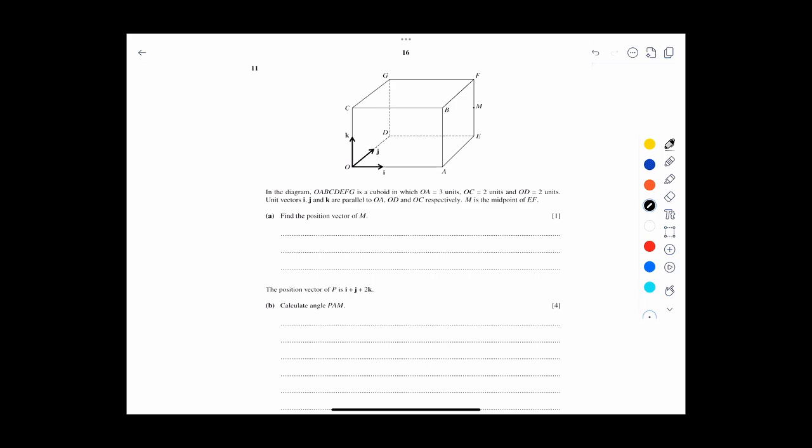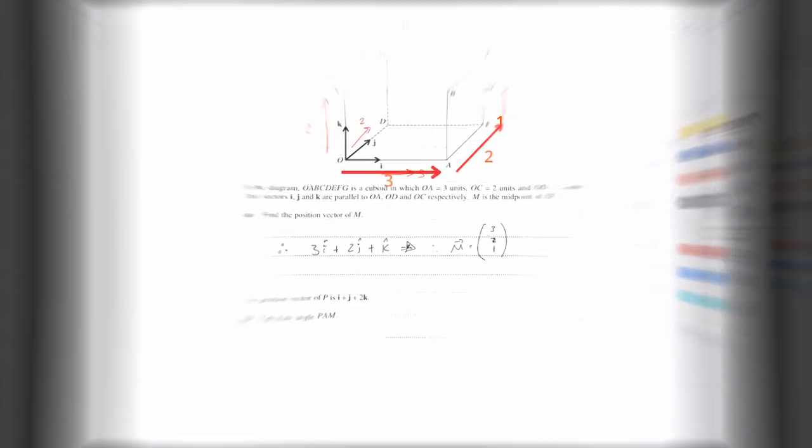Firstly, for A, all we have to do is scan across the cuboid, and we can see that we have 3 units in the I direction, 2 in the J direction, and 1 in the K direction, as we half the 2. And so therefore we have 3I plus 2J plus 1K. That's 1 mark sorted for us.